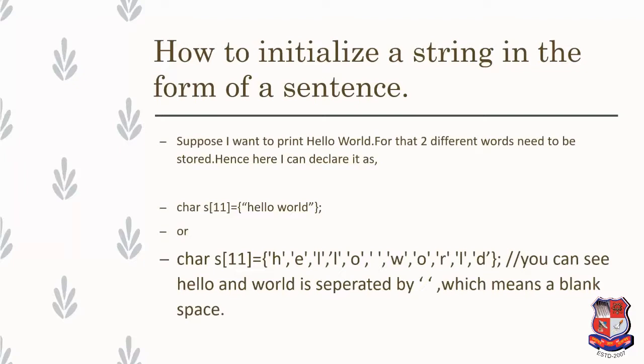Suppose I'm writing hello world, the simplest way is writing hello space world. By default the compiler will know that there is a space between hello and world. Or the second example is that if you are writing it like this in single inverted commas, you have to mention a space here. As you can see here, there is a single inverted comma and nothing has been written in between, right? So there is a blank space. So you can see the hello and world are separated by the single inverted comma, which means a blank space, right? So that is the way in which your string will work on a blank space.